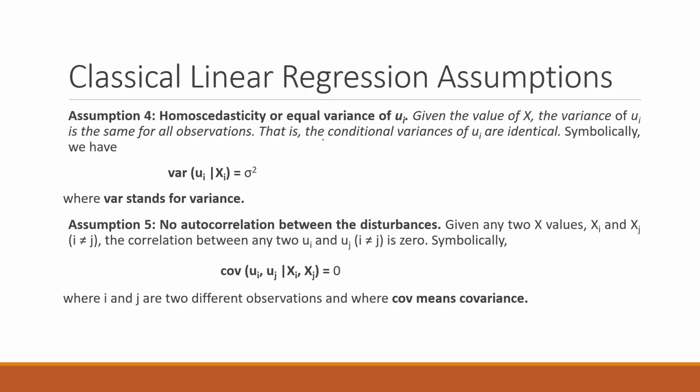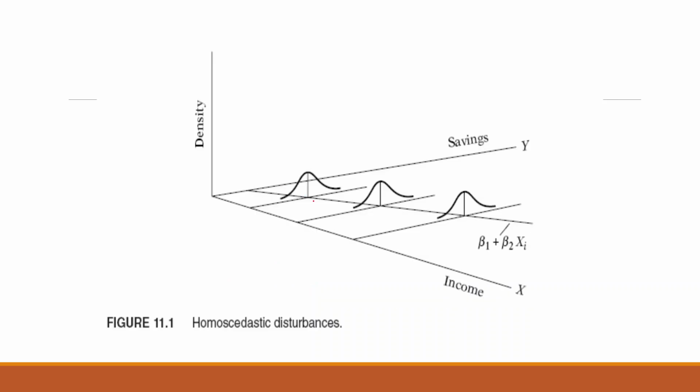Homoscedasticity or equal variance means that the variance of the error term should remain constant, that is sigma square. So given the value of x, the variance of mu i is the same for all observations. It should hold constant. There should not be autocorrelation between the two disturbances. That is, for given values of xi and xj, the values of mu i and mu j should not be correlated with each other, where COV is covariance. You can see we are passing a line in such a way that it is passing through the mean of this.